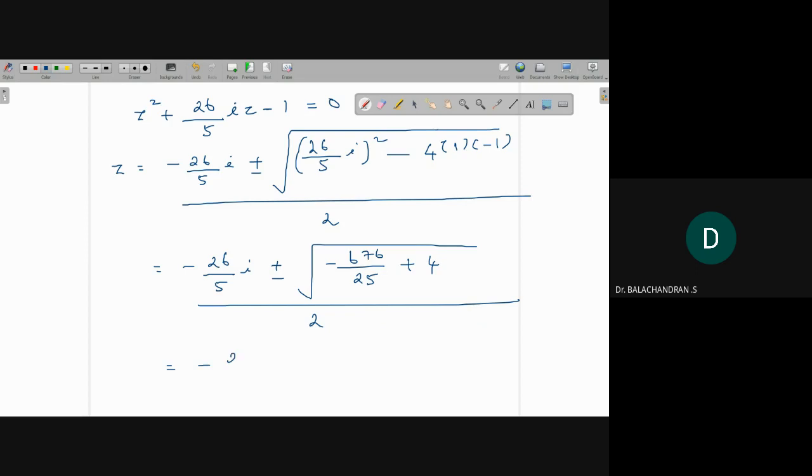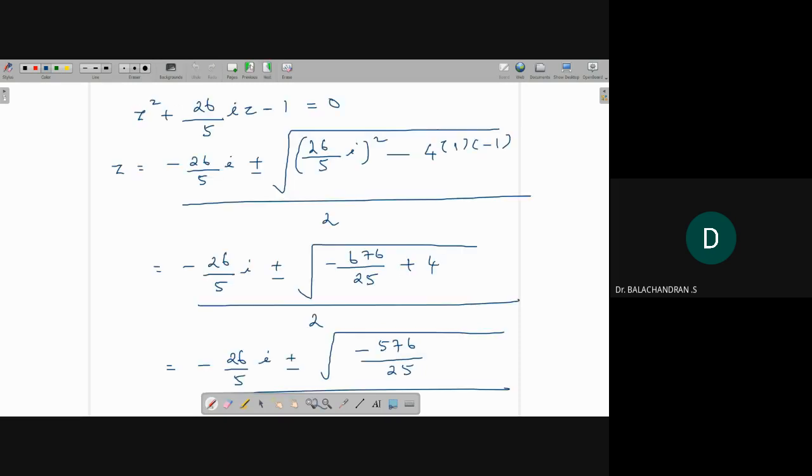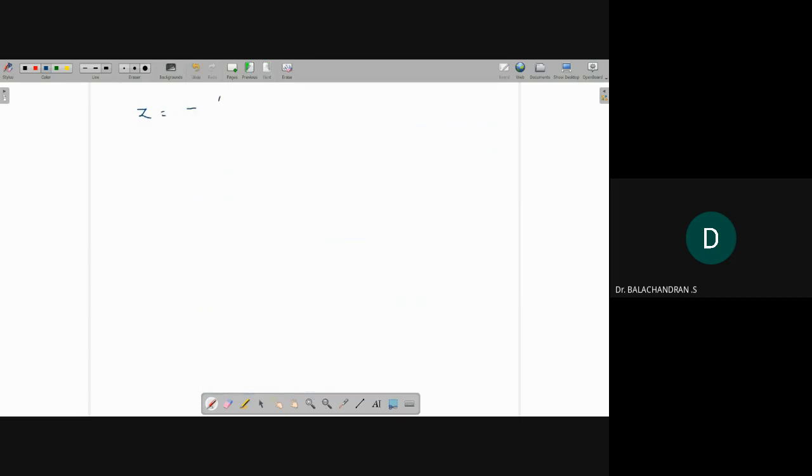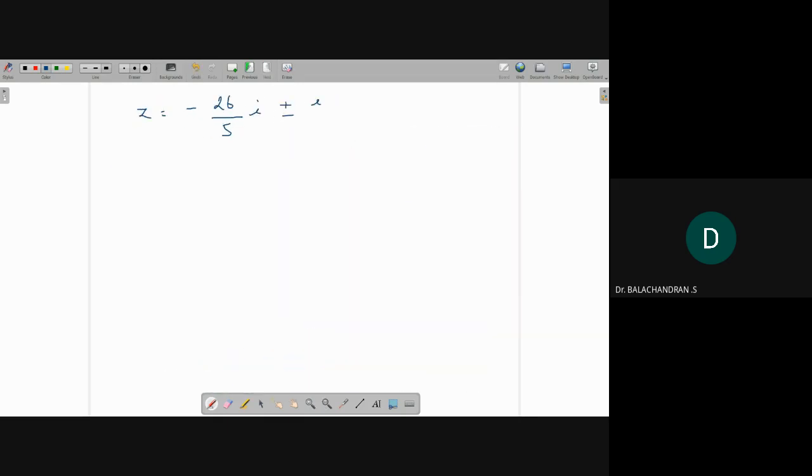So this is equal to minus 26 by 5 i plus or minus root of this is 100, so minus 576 by 25, divided by 2. So this is 24 square, wow. So i 24 divided by 5. So next step is that equal to minus 26 by 5 i plus or minus, the numerator is i 24 divided by 5, divided by 2.